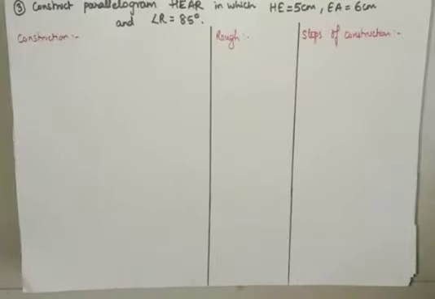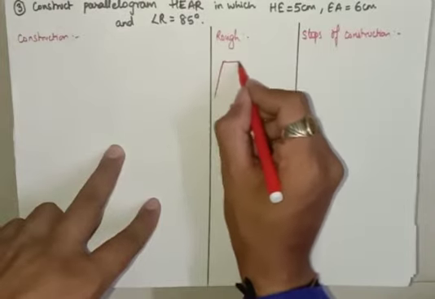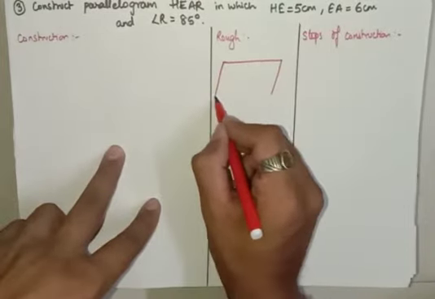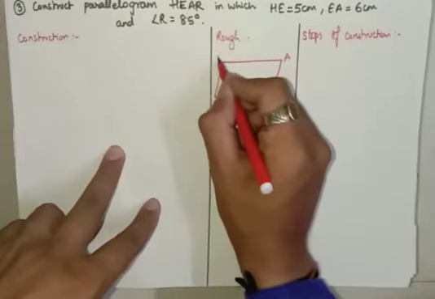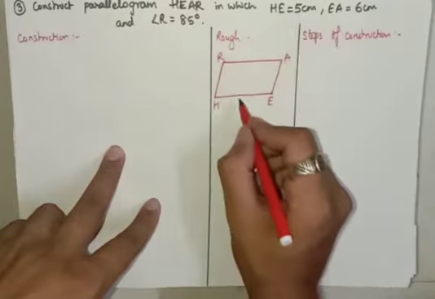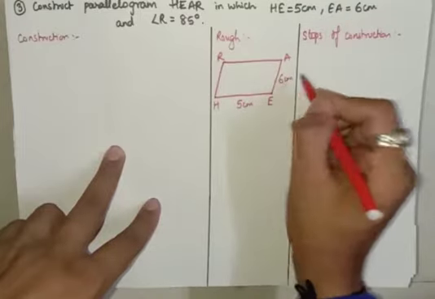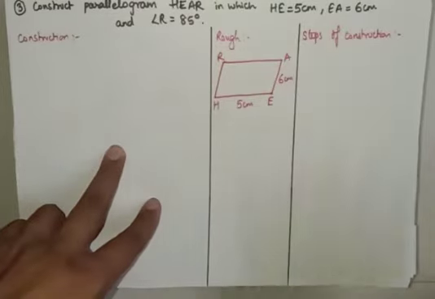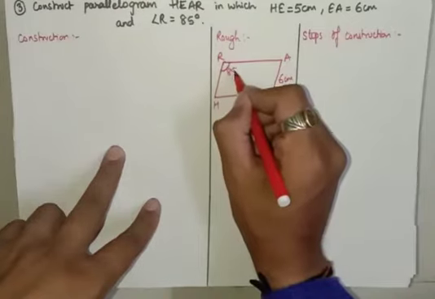So students, coming to question number 3, here it is given: construct parallelogram HEAR. In the rough figure section I am drawing a rough diagram of this parallelogram. The parallelogram name is HEAR, in which HE is 5 centimeter, EA is 6 centimeter, and angle R is 85 degree.